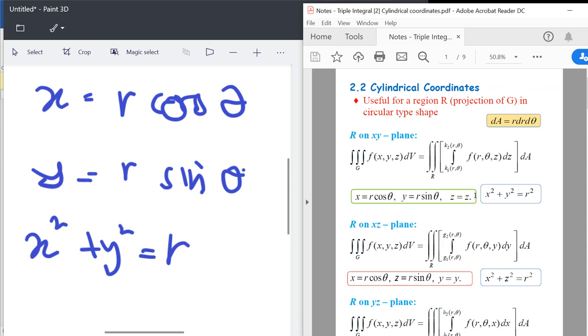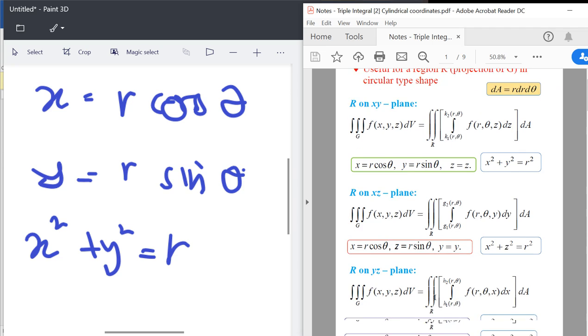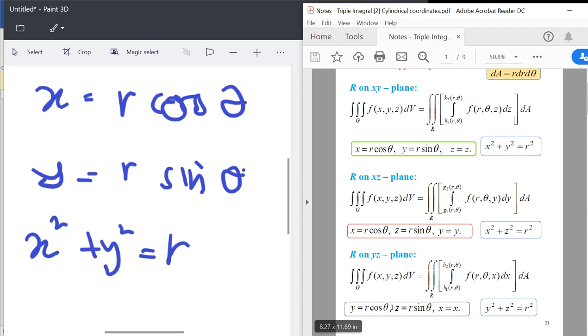Let's take a look at the second one. If the projection of G is on the xz plane, x will be r cos theta, z equals r sin theta, and y remains as y. So x squared plus z squared equals r squared. For the third type, if the projection of G is on the yz plane, y will be r cos theta and z equals r sin theta. So x remains as x, and y squared plus z squared equals r squared.